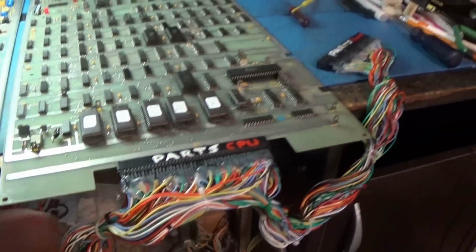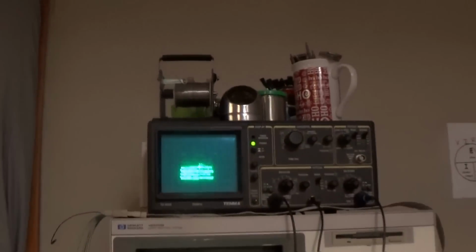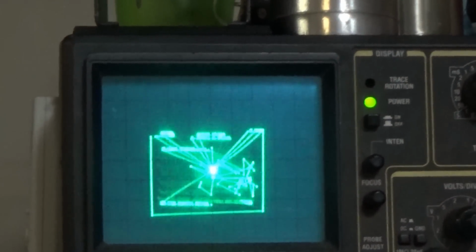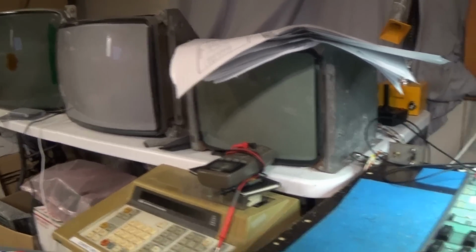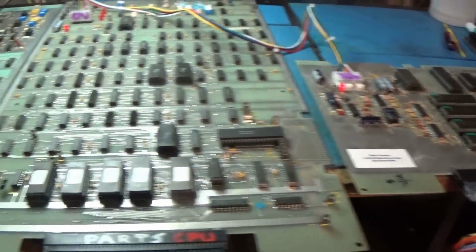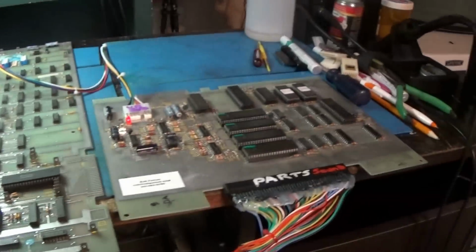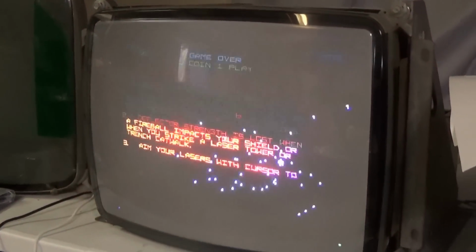Alright, well, after repairing that trace, I've got it hooked back up, and it's looking like it's working. So I guess we can go ahead and hook the soundboard up and put it over on the vector monitor. Let's go ahead and do that. Sound does not work. And we have to adjust this thing.